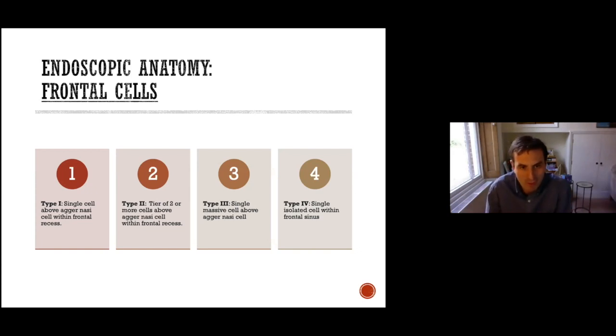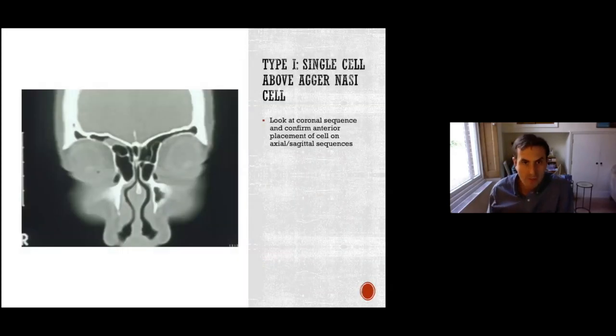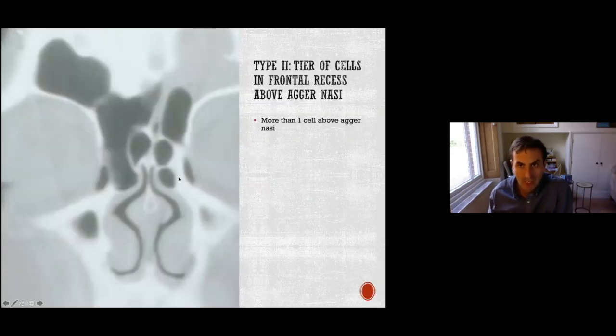But what he described was the type 1 to 4 frontal cells, and what I'll do is talk you through those. So a type 1 is where you've got a single cell above the agger nasi. So here's your agger nasi cell, and you've got a single cell above it, and you can see that on both sides here. A type 2 is where you've got your agger nasi, and then you've got 1, 2 or more cells above the agger nasi cell.